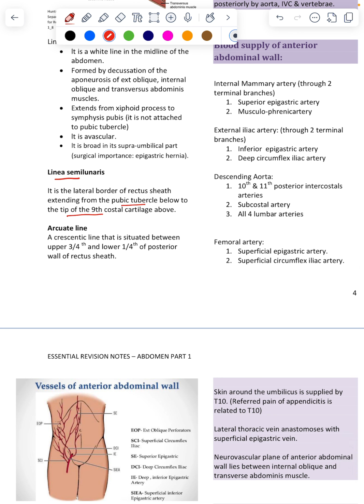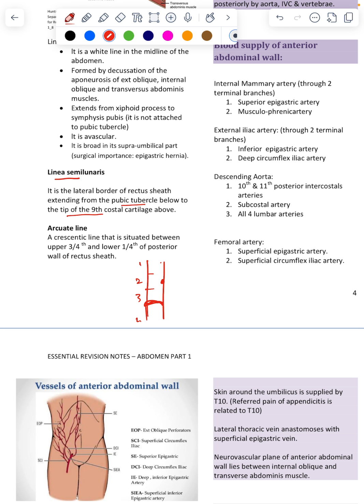Arcuate line is a crescent line situated between the upper 3/4 and lower 1/4 of the posterior wall of the rectus sheath. The rectus sheath is vertical like this. So it is upper 3/4 and lower 1/4. If you divide this into 4 parts, 1, 2, 3, 4, this is the arcuate line.